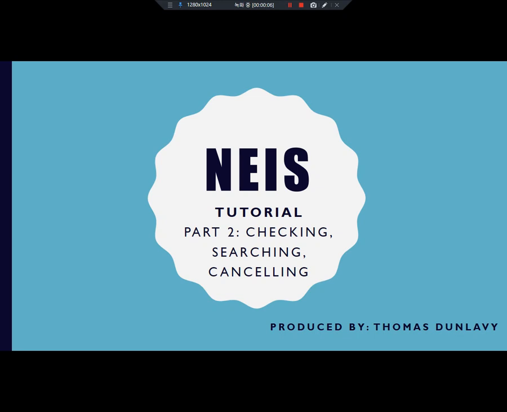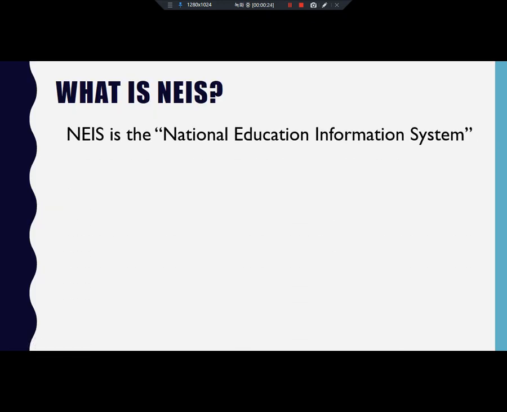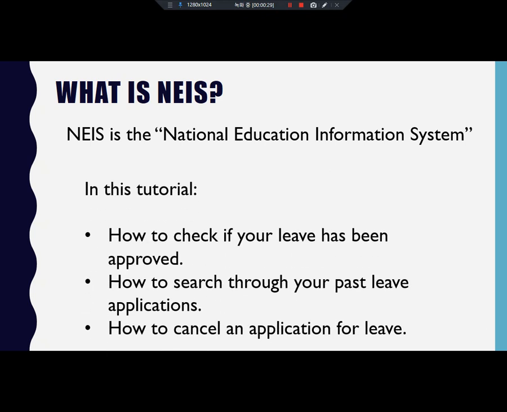In this tutorial we will be learning how to check if we got approval for our request for leave, searching our request for leave, and canceling leave. First, what is NEIS? NEIS is the National Education Information System, and in this tutorial you'll learn how to check if your leave has been approved, how to search through your past leave applications, and how to cancel an application for leave.